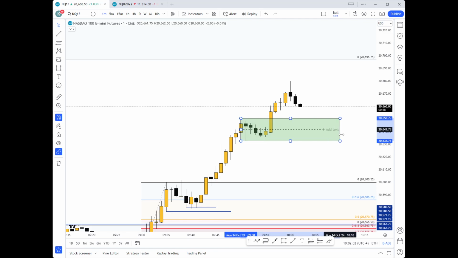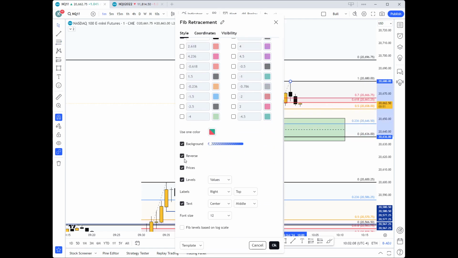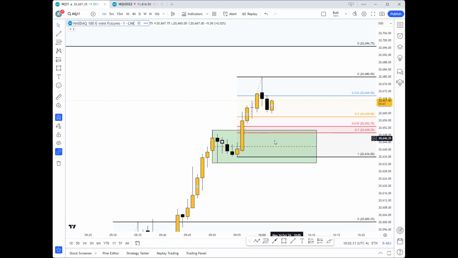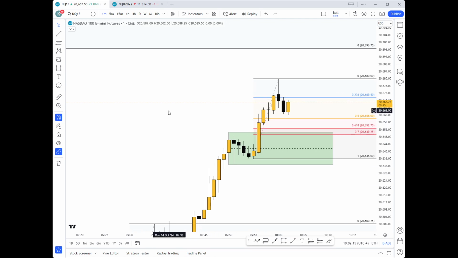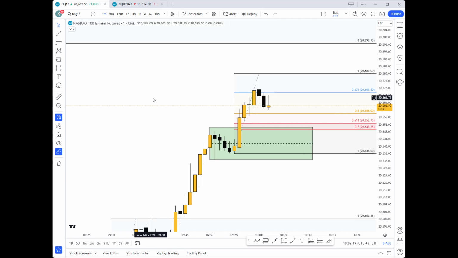Be interesting to see what happens in here. You've got this area. We'll see if we get a move back down into this. Why is that last bull bar important? This one?